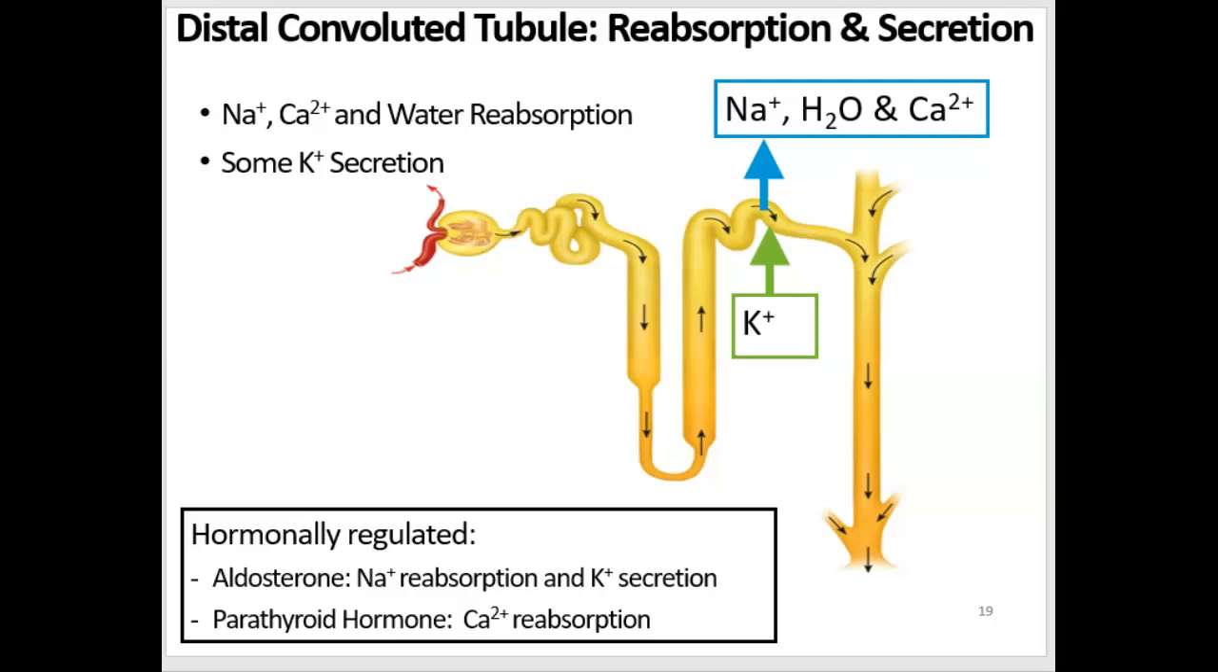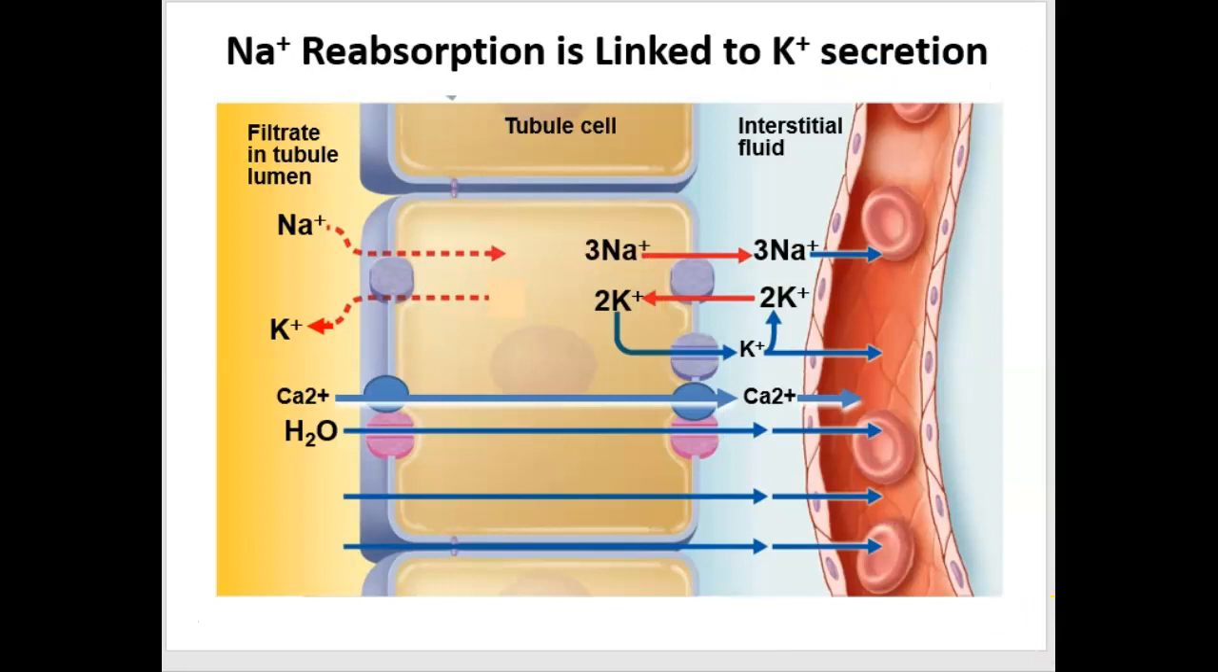And for calcium to be reabsorbed and kept by the body, there's a hormone that regulates how permeable the nephron is to calcium, and that's parathyroid hormone. Let's look at a picture at how sodium and potassium are linked in terms of sodium reabsorption and potassium secretion.